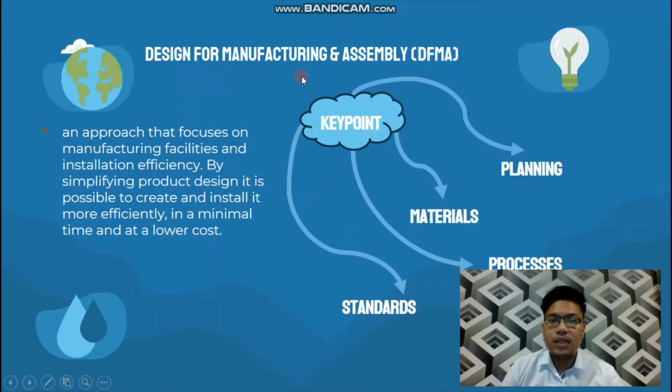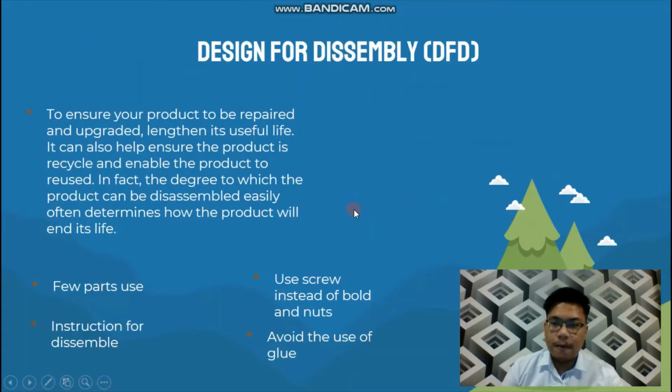Next, design for manufacture and assembly, DFMA. DFMA is an approach that focuses on manufacturing facilities and installation efficiencies, which has 4 key points: standard, material, process and planning. Lastly, design for disassembly, DFD. DFD is designed to ease the users in disassembling the product. So in our product we need to design with few parts, include instructions for disassembly, use screws instead of bolts and nuts, and avoid the use of glue.